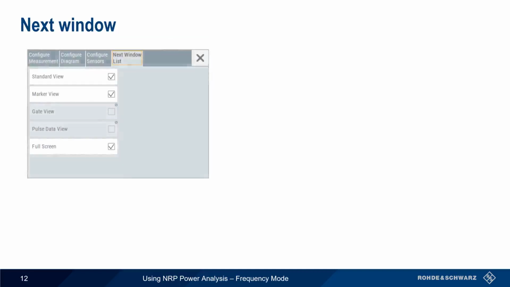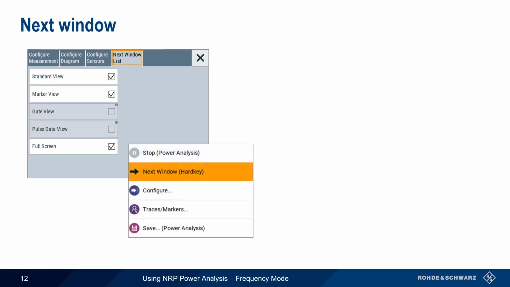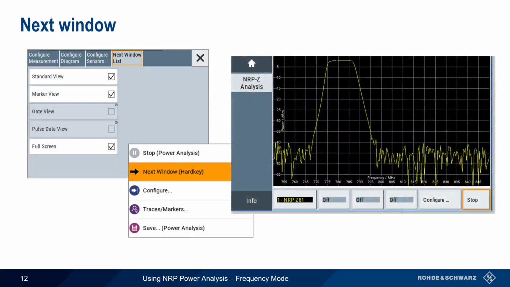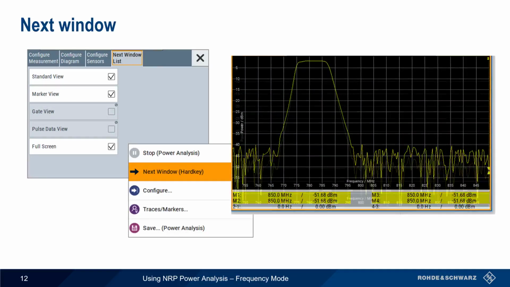Depending on the measurement mode, there are multiple windows or views that display our measurement data in different ways. We switch between these views using the Next window in the context-sensitive menu. For frequency mode, we have the Standard view, Marker view, and Full Screen options.